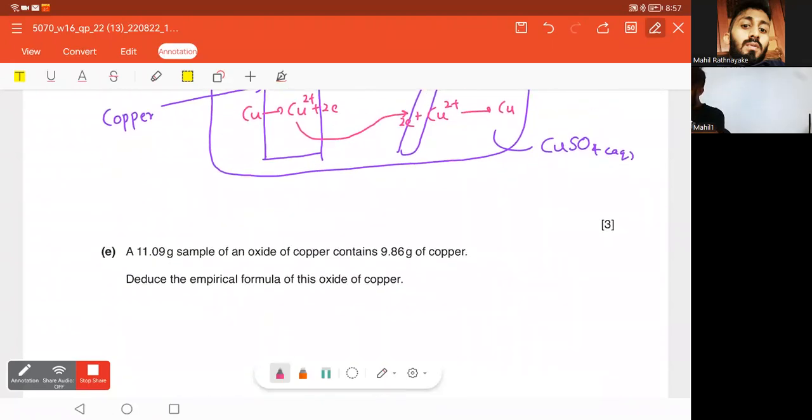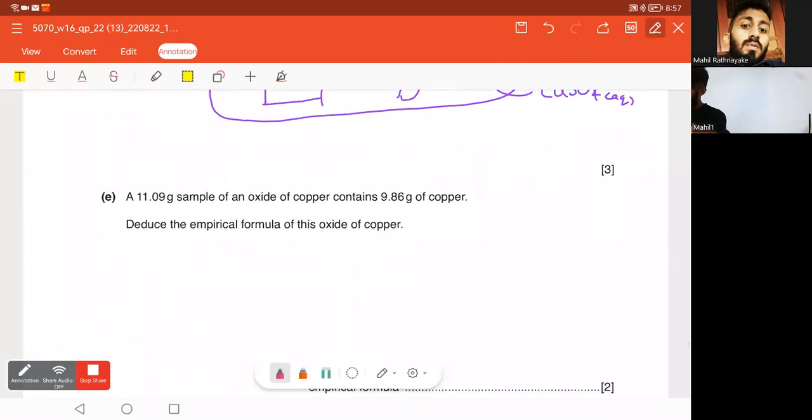A 11.09 g sample of oxide of copper contains 9.86 g of copper. Deduce the empirical formula. What are the steps? Mass in grams, then Ar, then n equals small m or capital M, then divide by the smallest.